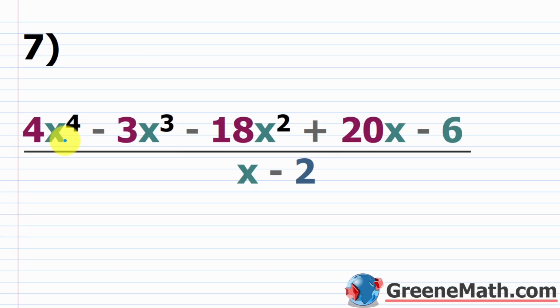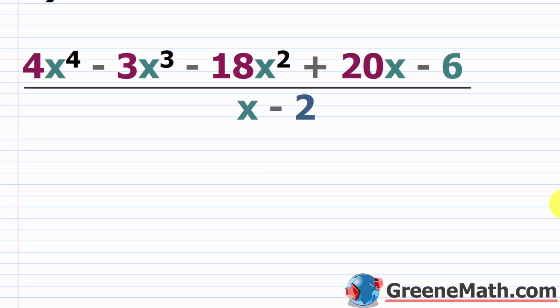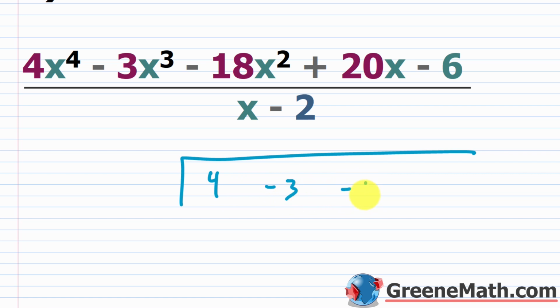All right, let's look at problem number 7. So we have 4x to the 4th power minus 3x cubed minus 18x squared plus 20x minus 6, and this is over x minus 2. So let's scroll down a little bit, see if we can fit everything. Again, I'm in standard form up here, and I'm not missing anything. So let's go ahead and put this like this. So we have 4, negative 3, negative 18, 20, and negative 6. Let's continue that over there.